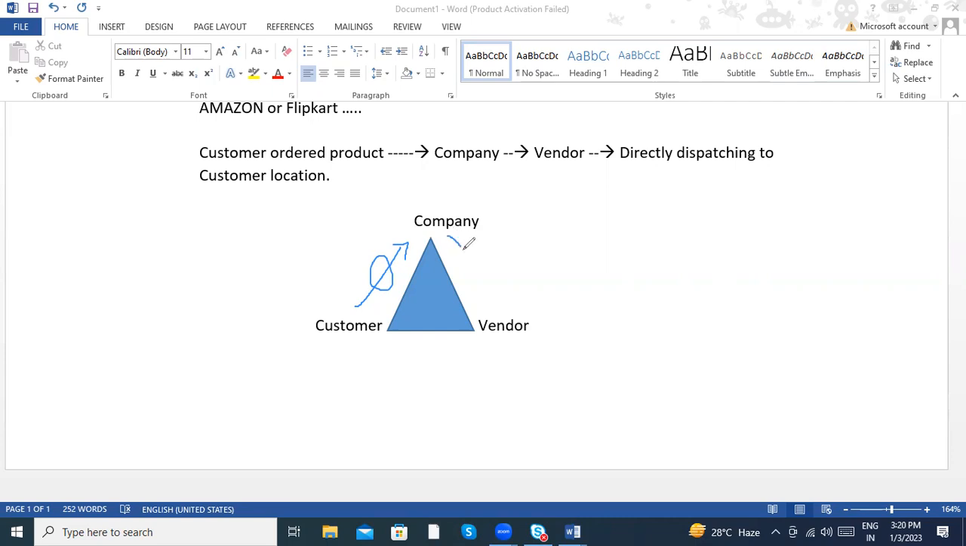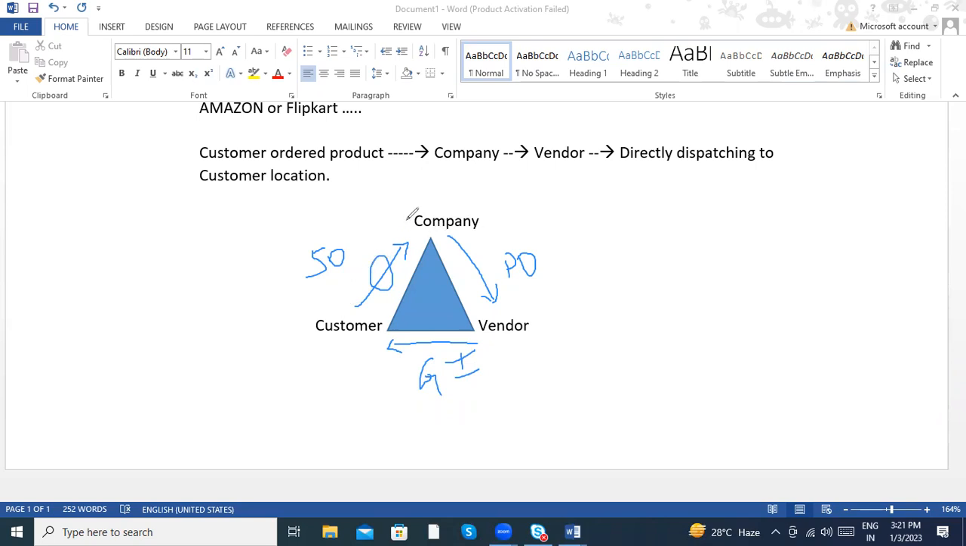Then the company will directly create the purchase order, the PO. Here the PO will be created, and here the sales order will be created in S4. Then the vendor will dispatch the goods to the customer. So the stock goods issue, we're talking about goods issue. It will move the stock from the vendor location to the customer location.